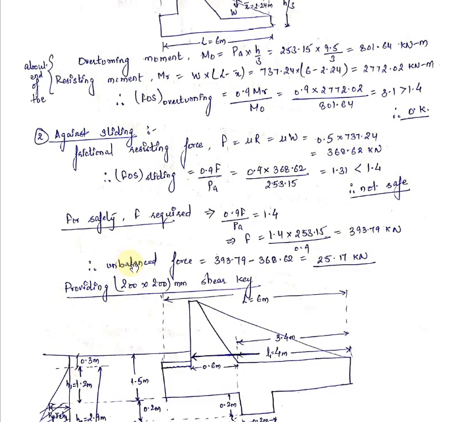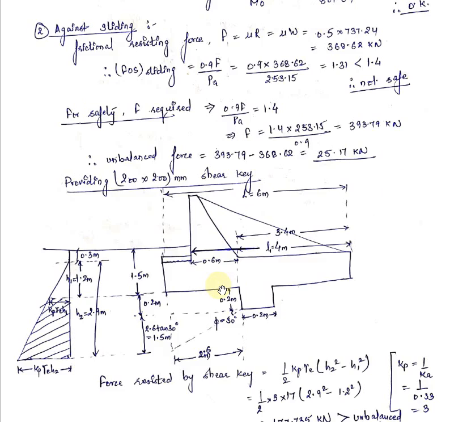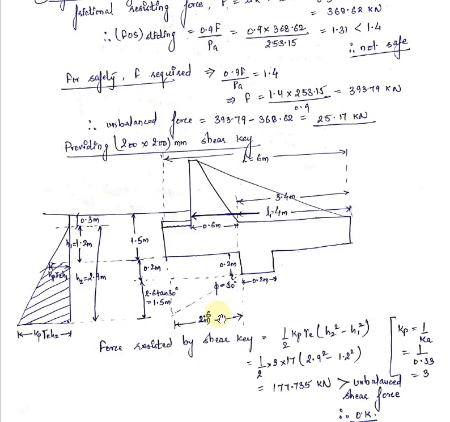So therefore the total unbalanced frictional force, meaning how much additional frictional force we need, will be equal to 393.79 minus 368.62. You will get 25.17 kilonewton. See, whenever a retaining wall is not safe against sliding, we provide a shear key. So in this case also we will provide a shear key.